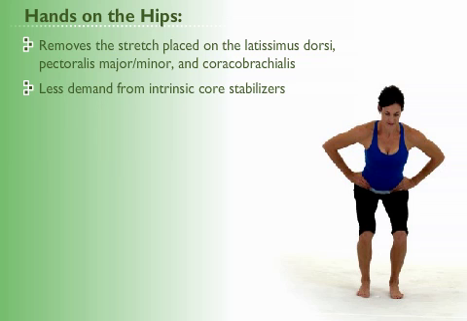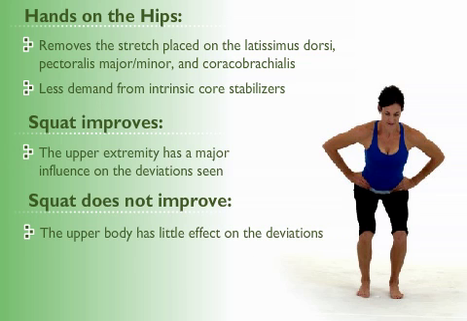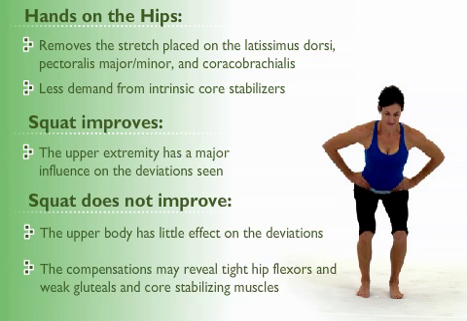For example, if a client's movement compensations improve when he or she performs the squat with the hands on the hips, it can be suggested that the upper extremities have a major influence on the deviations seen. On the other hand, if the squat does not improve with the hands down, it can be assumed that the upper body has little effect on the deviations and has more to do with dysfunction of the lumbopelvic hip complex. The compensations may reveal tightness through the hip flexors and weak gluteals and core stabilizing muscles.